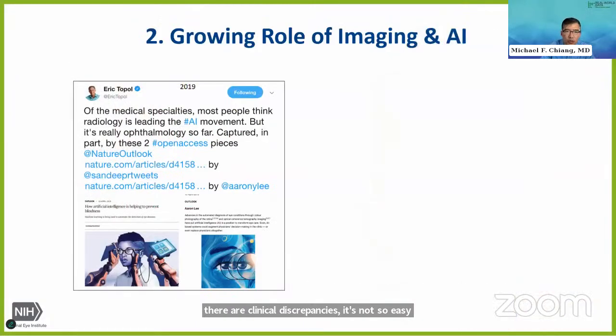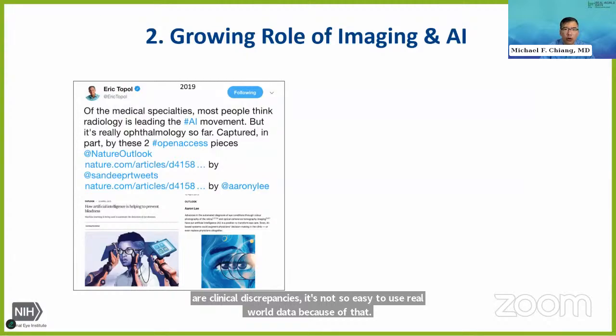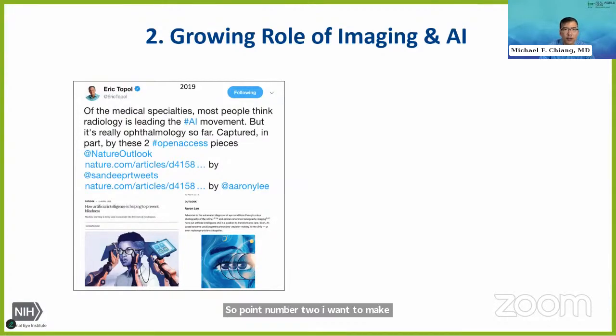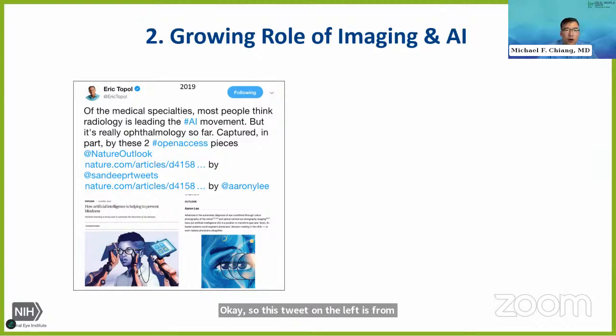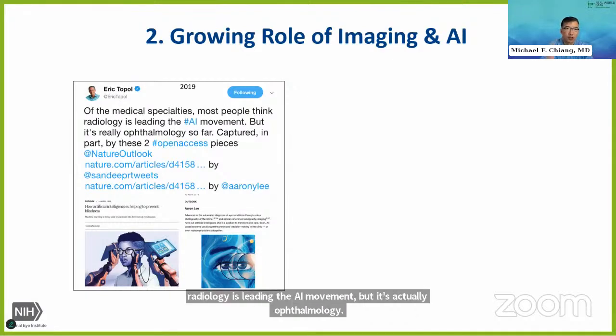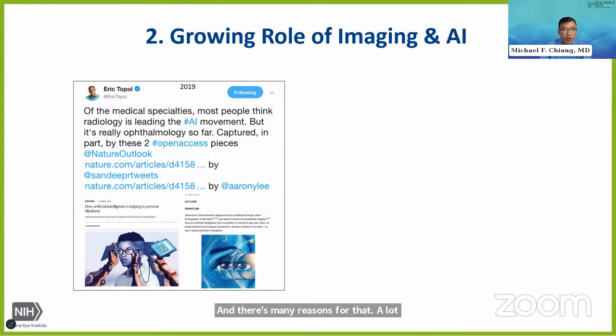So point number 2 I want to make is the growing role of imaging and AI in research and just in clinical care. This tweet on the left is from Eric Topol in 2019. Of all the medical specialties, most people think radiology is leading the AI movement, but it's actually ophthalmology. And there's many reasons for that. A lot of images coupled with clinical outcome data. There really aren't that many fields that can do that.